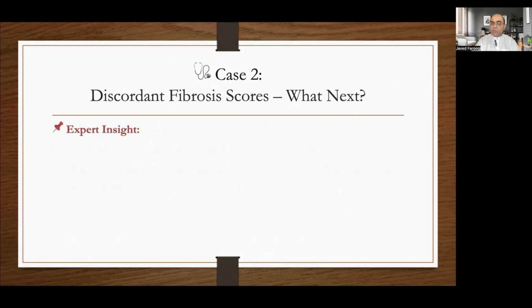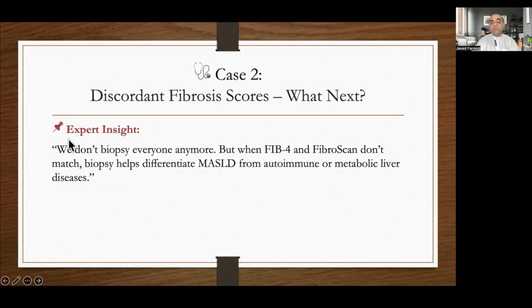The expert insight on this case will be that we don't biopsy everyone anymore. But when FIB-4 and FibroScan do not match, biopsy helps differentiate MASLD from autoimmune or metabolic liver diseases like Wilson's or hemochromatosis or others.